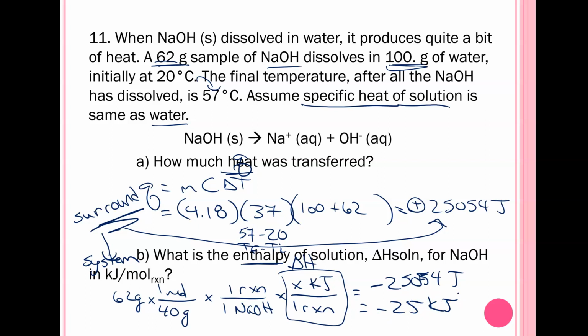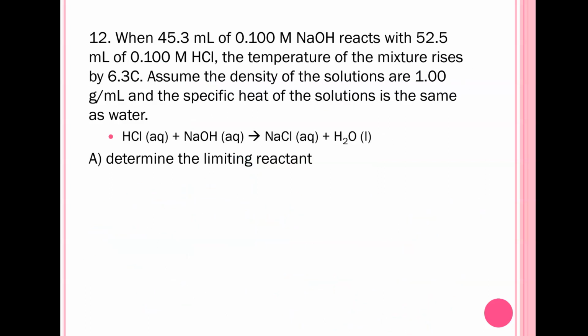Okay, you have to watch out for that. The system and the surroundings are always going to have opposite signs. This is positive, that makes this negative. This is positive because TF minus TI is a positive number. So it took in heat, this gave up the heat. If you do the algebra, X ends up being negative 16.1 kilojoules per mole of reaction. That's probably the hardest thing for people to recognize, is when to put in the signs or what to put in for the signs. Probably the hardest thing.